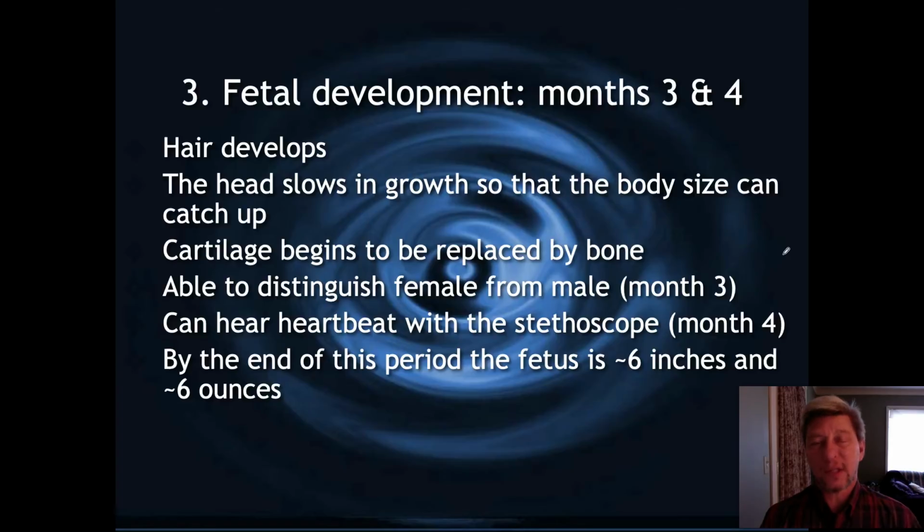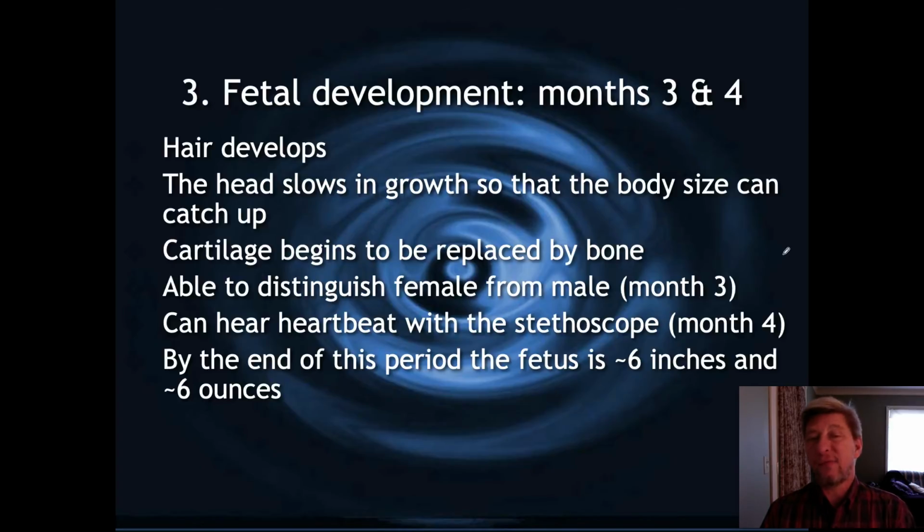The distinction between male and female becomes physically apparent at this point. Remember, your gender is determined at the moment of conception, whether you get an X chromosome or a Y chromosome from your dad. But physically, at about the third month, you can figure out by looking at the embryo whether it's got male parts or female parts.